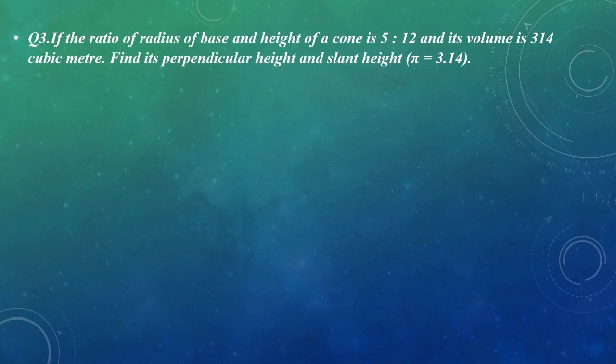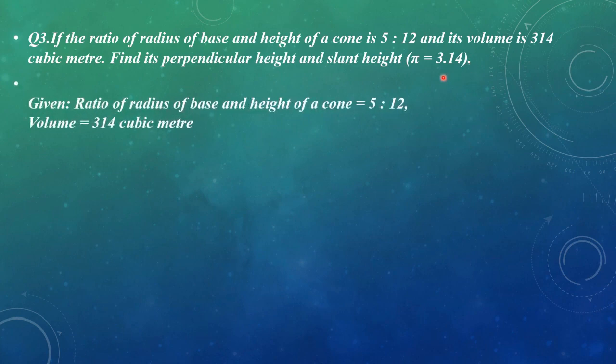Now, we will be doing questions related to cone, that is question number 3. If the ratio of radius of base and height of a cone is 5:12 and its volume is 314 cubic meter, find its perpendicular height and slant height. Pi is given as 3.14.